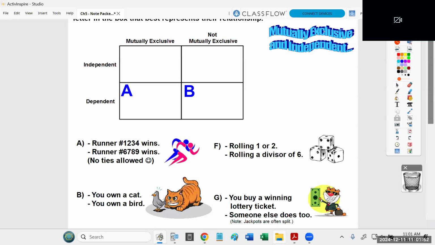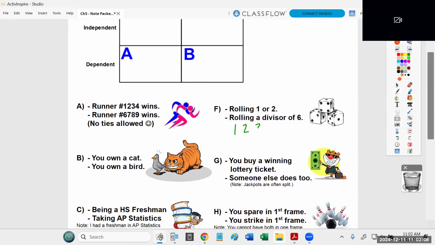Let me do two more. Rolling 1 or 2, rolling a divisor of 6. This one's a little mathematically obnoxious, but I couldn't help myself. Let's first agree on something. On a 6-sided die, you have the numbers 1, 2, 3, 4, 5, and 6. Which of those numbers evenly divide 6? 2, 3, 1, and 6. There you go. So you got 1, 2, 3, and 6. Only 4 and 5 don't divide 6 evenly.